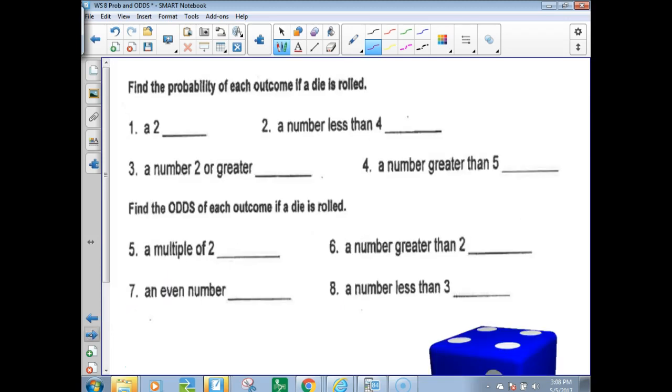Okay, let's check this out. We have the probability of each outcome when a die is rolled. We're going to find the probability, then do some odds, really fast. The probability of rolling a 2 is 1 out of 6. The probability of a number less than 4, there are 3 of them, is 3 out of 6 or 1 out of 2. A number 2 or greater is 5 out of 6. A number greater than 5, there's only one of them, 1 out of 6.